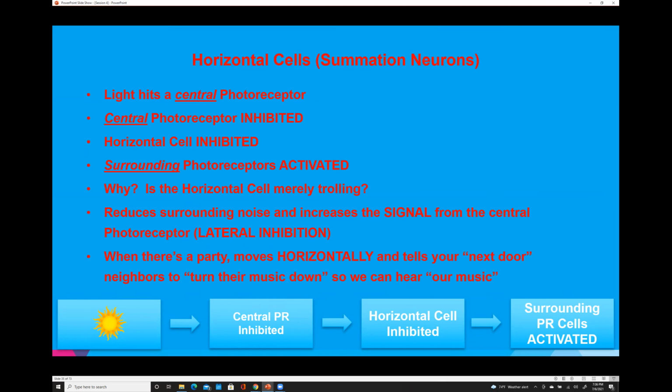So that's what the horizontal cells do. They potentiate whatever the signal of that central photoreceptor is. So that's what it's doing, okay? And so thus the horizontal cell is super important. And where does he live? He lives wherever the photoreceptors live.